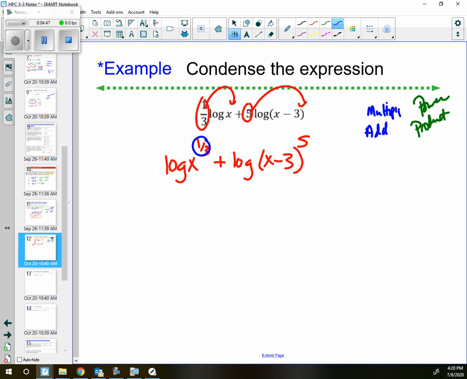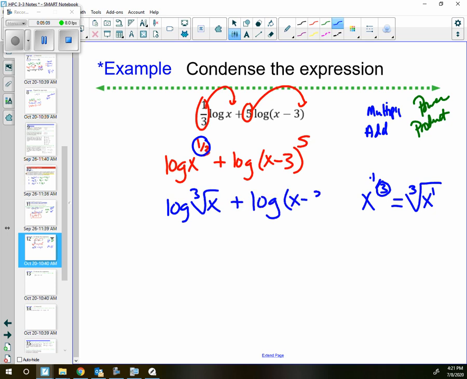When we go back to condensing, we can put it back as its original, like what makes sense to people. What is x to the 1/3 in radical form? Well, remember the bottom number is always your root, so cube root of x to the first. So I'm going to go ahead and think of it as log of the cube root of x again. Sometimes that's easier for people to look at. When we go back into this condensed version, we understand what that function means.